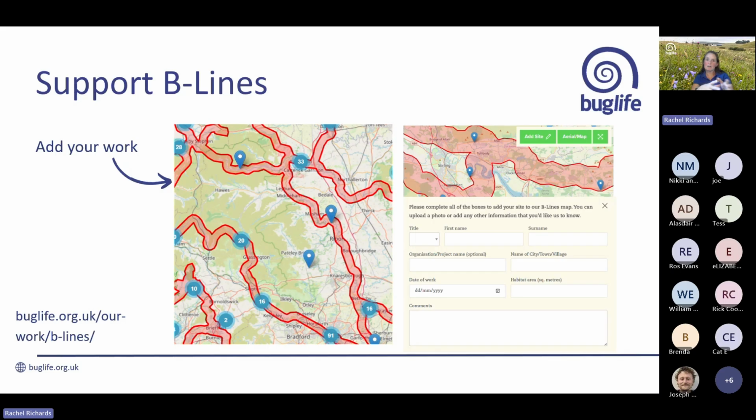And it's also a way for us to gather more information on who is managing habitats for pollinators, and we use it in our project work as well. So we have a number of Beelines projects around the UK, where we're working with landowners, community groups, councils, all sorts, to try and manage habitats better for pollinators.